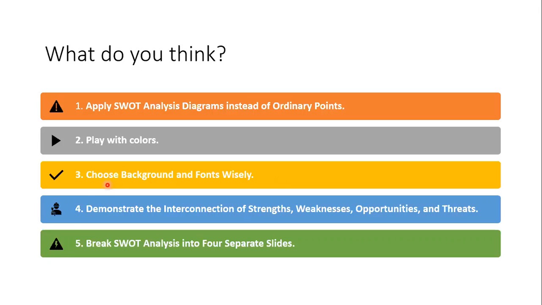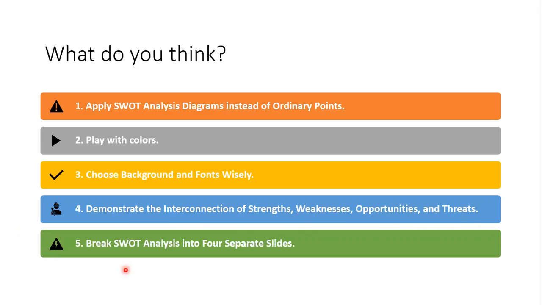Okay, number 4. Demonstrate the interaction of strengths, weaknesses, opportunities, and threats. When you talk about, for example, weaknesses, you can put them next to strengths. It means you can turn these weaknesses into strengths. And the same, you can have threats, which are external factors, and you can make them opportunities. So you can put them together.